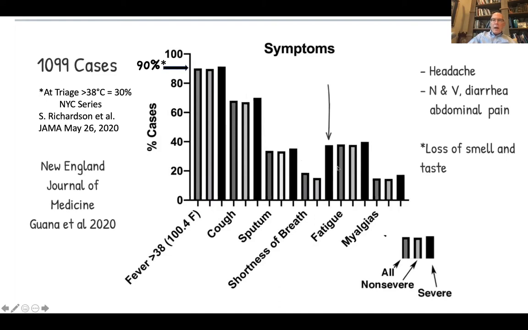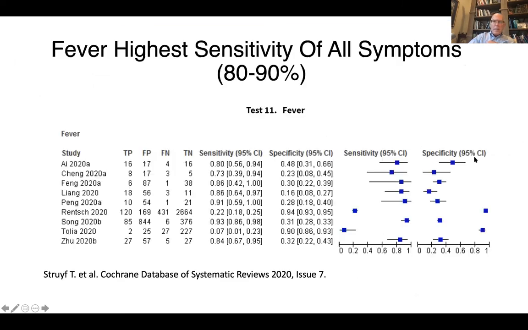And then fatigue and muscle aches are other key symptoms that are relatively nonspecific, so they aren't very helpful. A moderate number of people complain of headache, nausea and vomiting, diarrhea and abdominal pain, and a very specific symptom, but present in about 10 to 15%, is loss of smell and taste.